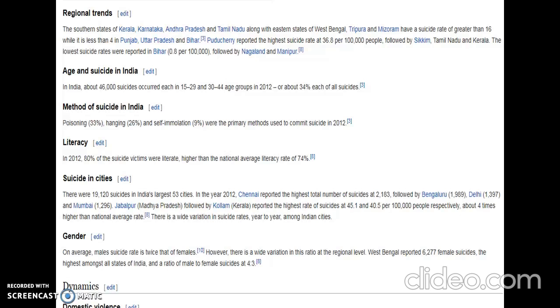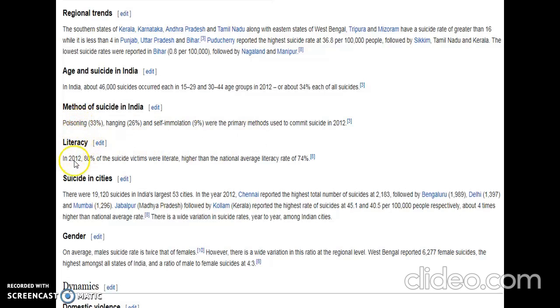Then coming to the method, how they committed suicide. Here we can observe that about 33% of the people committed suicide by consuming poison. So poisoning may be the reason. Poisoning here may include intentional or unintentional poisoning, followed by some other methods. Try to focus on the poisoning incidences as we are talking about clinical toxicology.